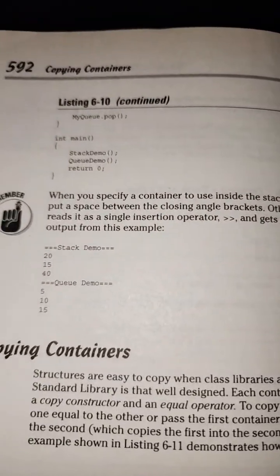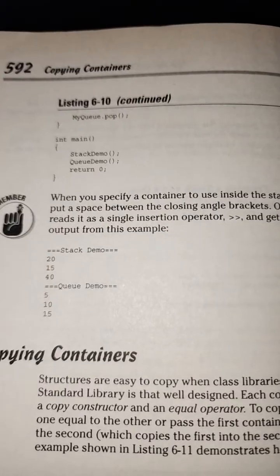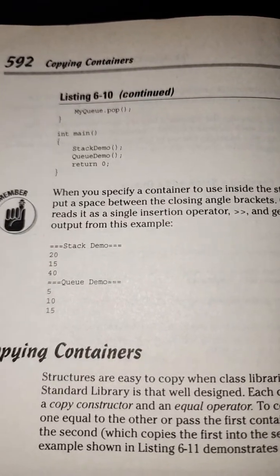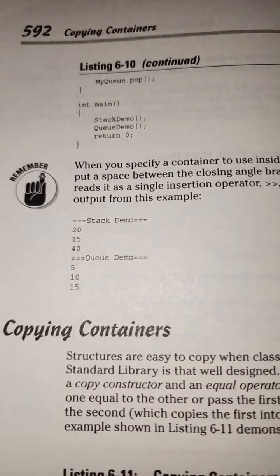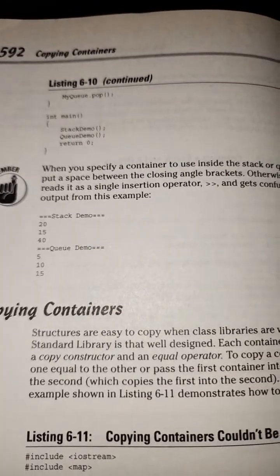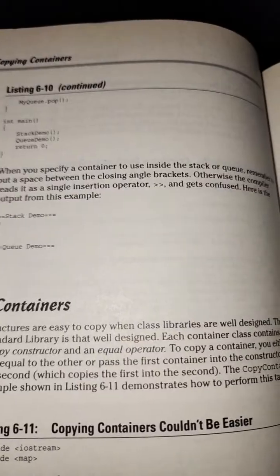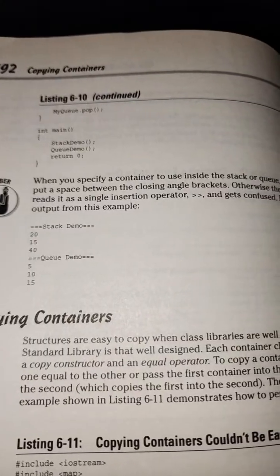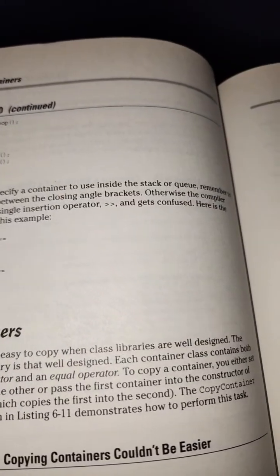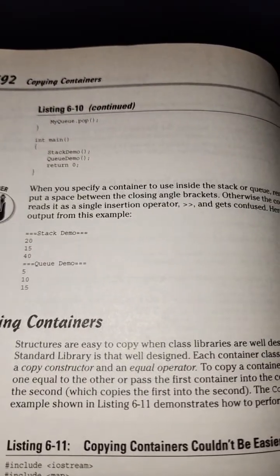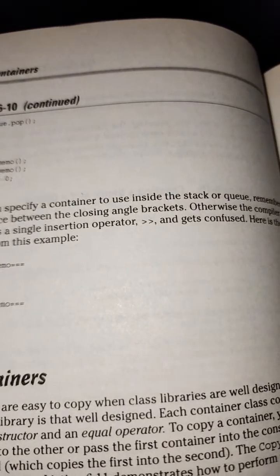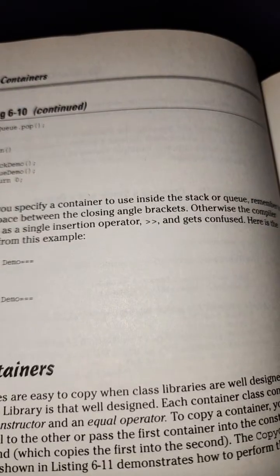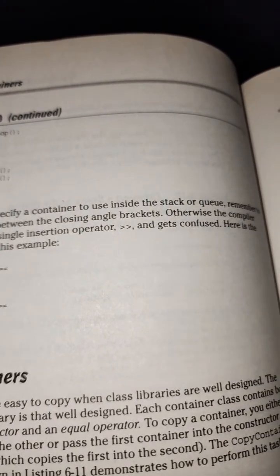Listing 6-10 continued. myQueue.pop(). Then main calls stackDemo, queueDemo, return 0. Remember, when you specify a container to use inside the stack or queue, remember to put a space between the closing angle brackets. Otherwise, the compiler reads it as a single insertion operator, the greater-than sign followed right there by the greater-than sign, and gets confused.